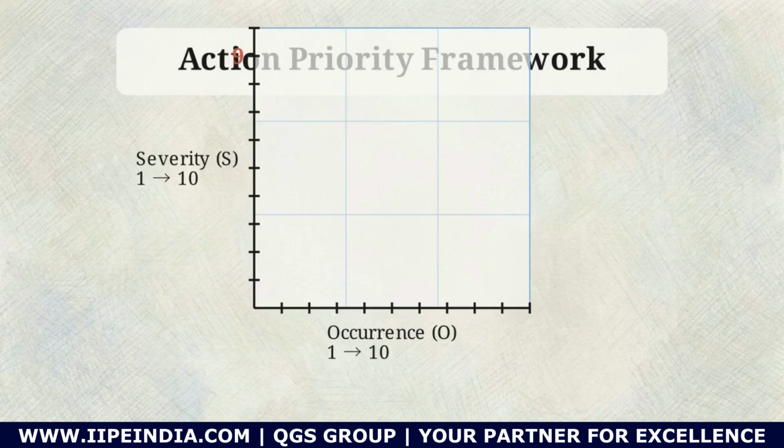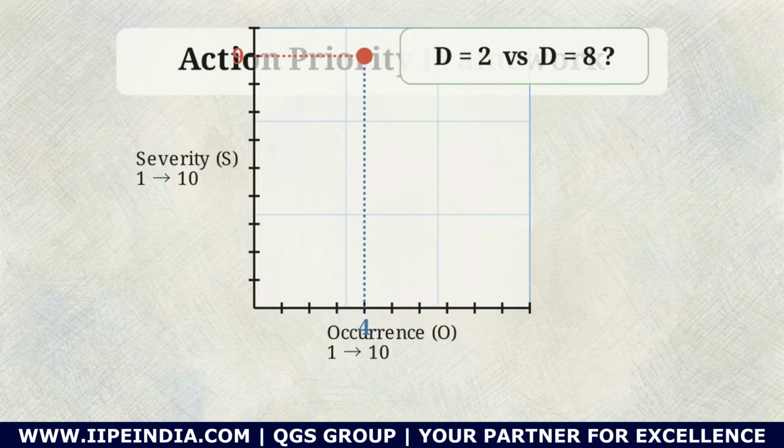Looking at this matrix, assume a severe crash carries a high severity score of 9, and a material defect has a moderate occurrence score of 4. Pause the video and determine how a detection score of 2 versus a score of 8 affects the final priority.